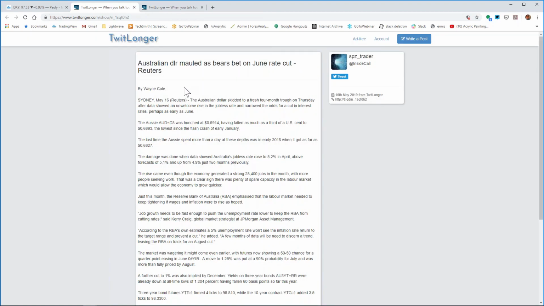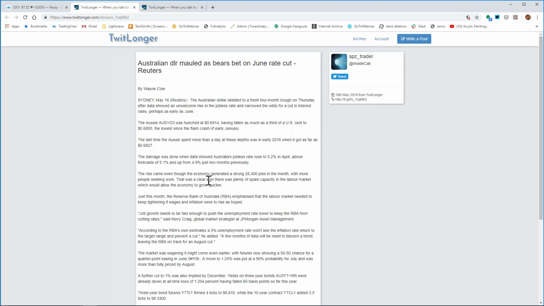Moving on, the Australian dollar mauled as bears bet on a June rate cut. The Australian dollar skidded to 4-month lows on Thursday as data showed an unwelcome rise in the jobless rate and narrowed the odds for a cut in interest rates, perhaps as early as June. The damage was done when data showed Australia's jobless rate rose to 5.2% in April, above forecasts of 5.1% and up from 4.9% the previous 2 months. The rise came even though the economy generated a strong 28,400 jobs in the month, with more people seeking work. That was a clear sign there was plenty of spare capacity in the labor market.